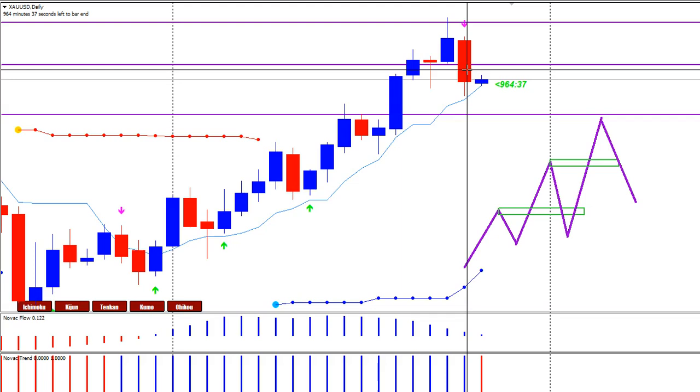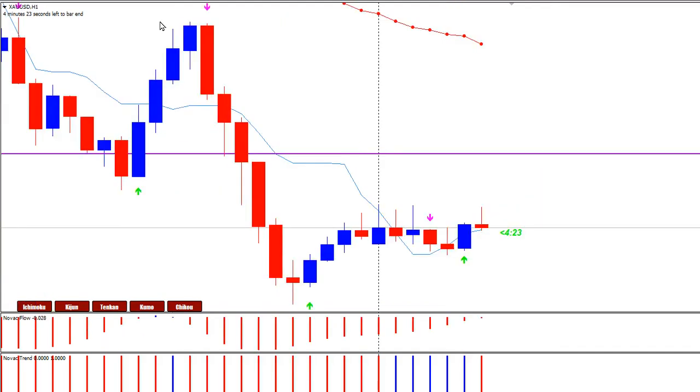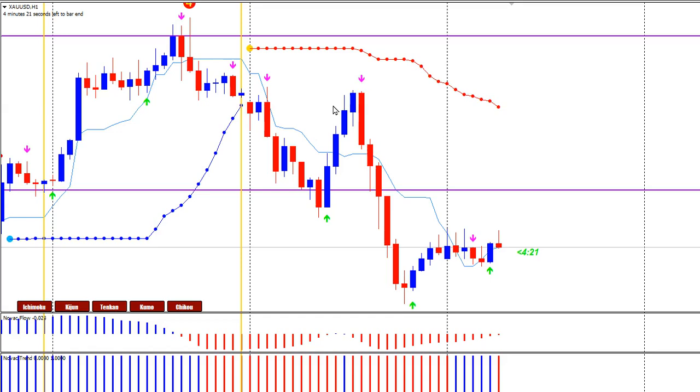Okay, is there a rejection? Is there a strategy or a pattern that we can learn? So we want to see what actually happened over here. So we go to H1. So time frame, daily, and H1. Okay, so this price went up and then it went down. So it went over here.